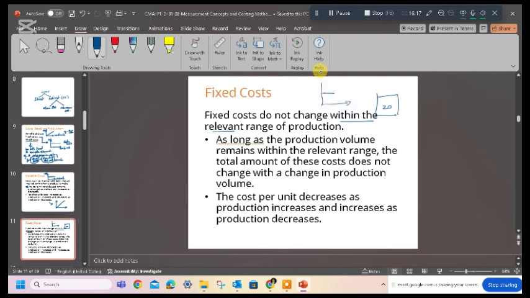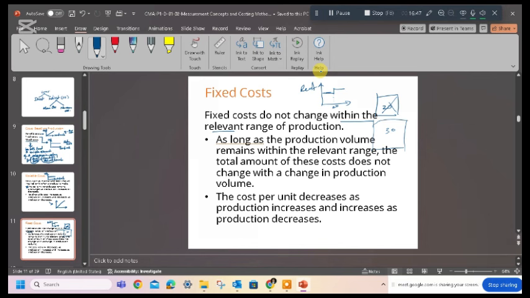Until when? Until I get 20 students. If I get more than 20 students, this space is not enough for me. I'll have to go for a bigger space, and I'll have to pay a bigger rental. Think I'm giving up this and taking a space for 30. So rental increases. So fixed costs remain constant within a relevant range, not forever. Within a range, it remains constant.